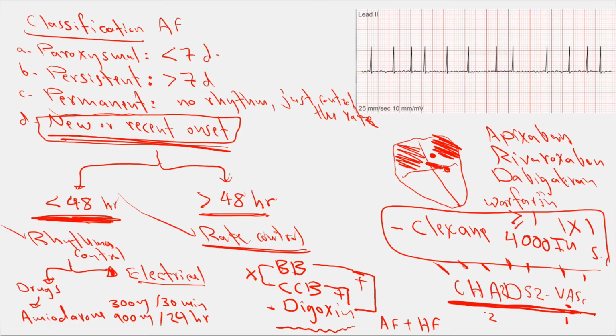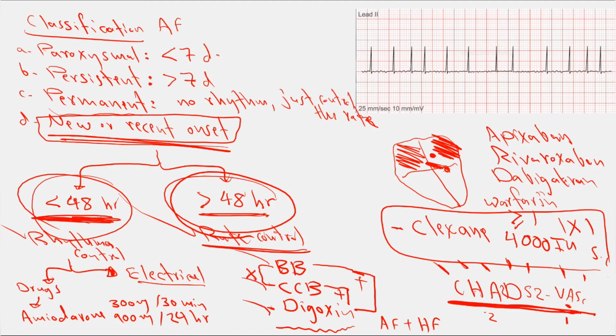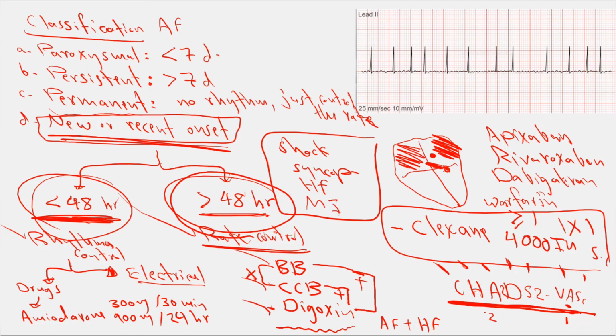Okay, so this is all about AF in the emergency department. Usually you have to concentrate on whether you do rhythm control or rate control, and which drugs you use is important as well. Again, if a patient is unstable, having signs and symptoms of shock or syncope or heart failure or MI, at that time you have to go directly to rhythm control with electricity. So you just give a rapid DC under sedation with synchronized cardioversion.